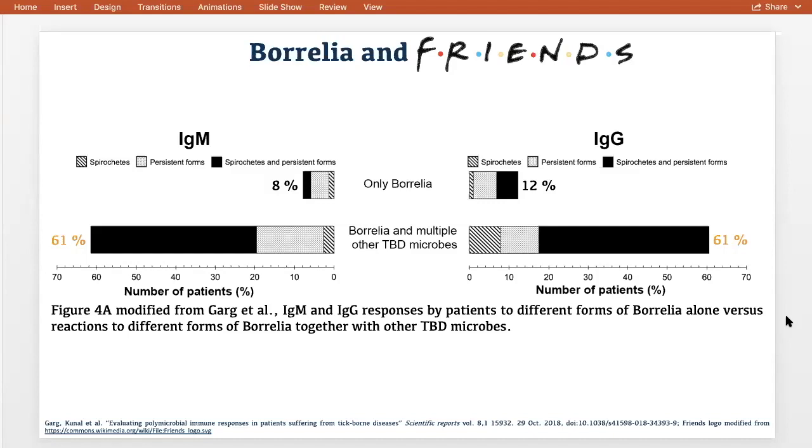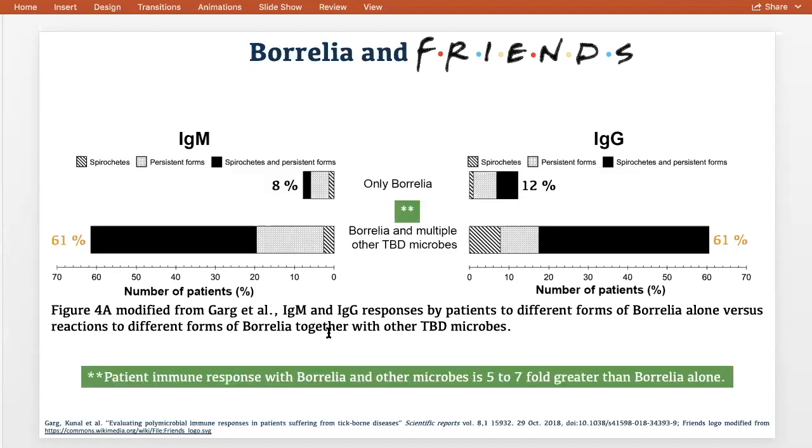So Borrelia is again at the center of tick-borne diseases. It is important to diagnose for Borrelia, as you know. But I think the main take-home message over here is that we cannot ignore other microbes, other tick-borne co-infections, and opportunistic microbes. So one of the other things I'd like to show over here is the persistent forms, the dotted bar. You can see that in IgM, patients are responding more to persistent forms and other microbes than in IgG. So this could represent immune dysfunction also in the patients.